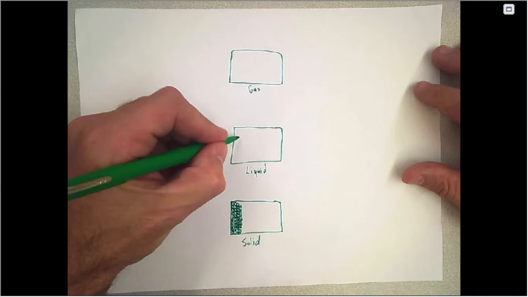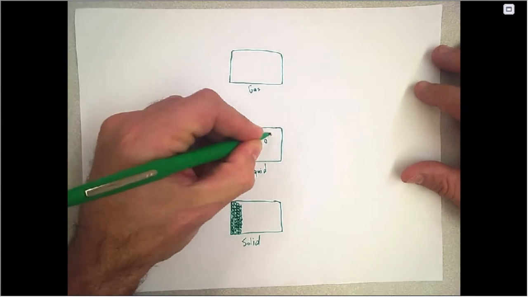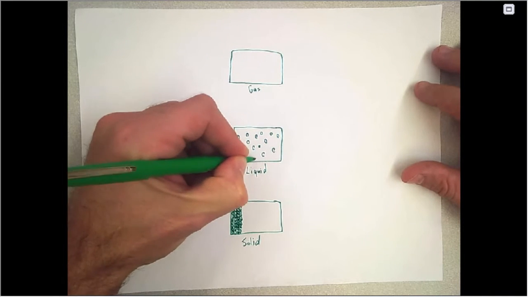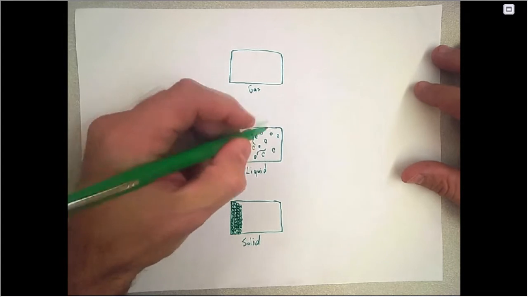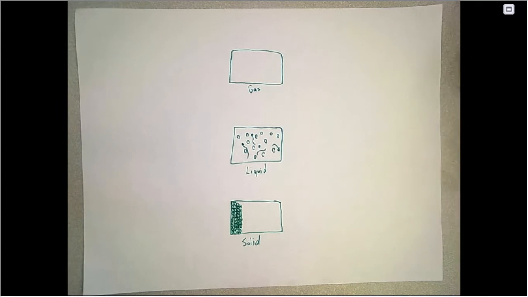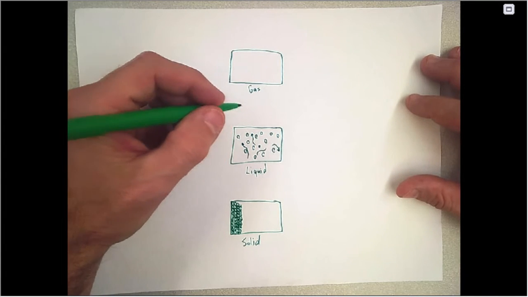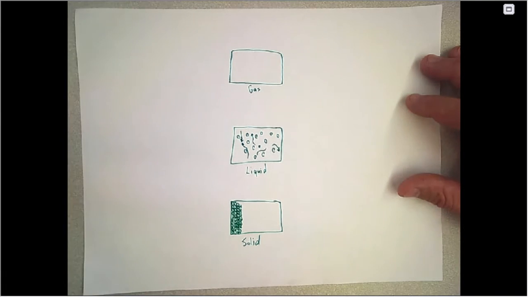The liquid, they're going to be a little more spread out, and the way that I would describe them is they're kind of flowing around each other. They slide past one another, and that's why a liquid, when you pour it out, fills the container, flows, and has viscosity to it.